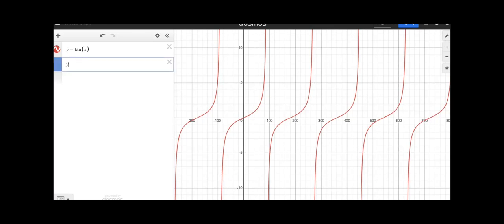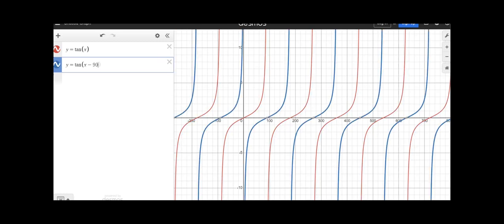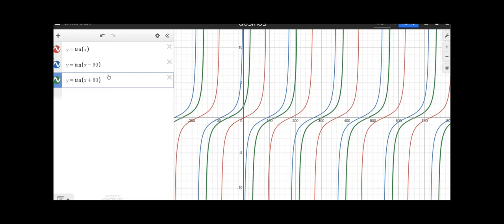Okay. Now making the graph of tan x minus pi by 2, which is 90 degrees. Got it? So this is the main difference. You can see that this red curve has been shifted to the right by pi by 2 or 90 degrees. The second part, which is tan x plus pi by 3, means 60 degrees, right? For the 90 graph, if it is negative 90, it means to the right. If it is positive, it means to the left, right?